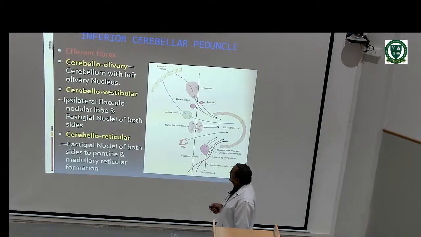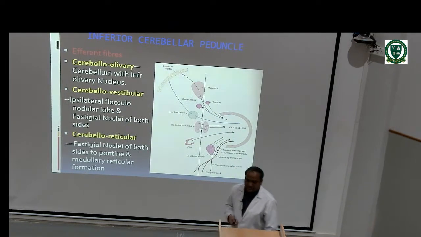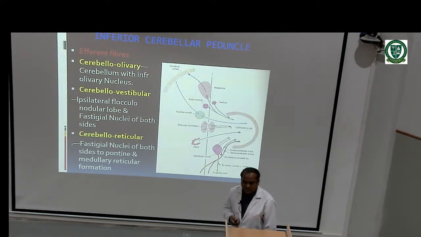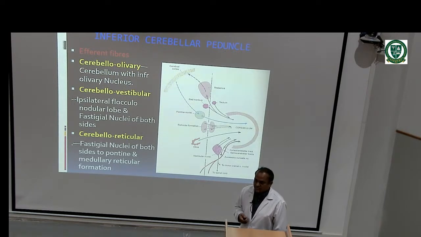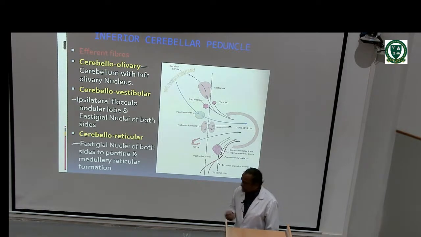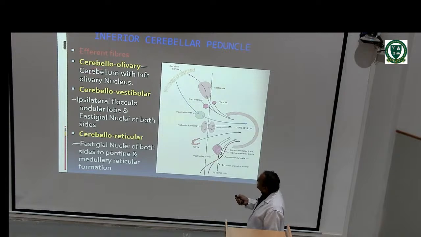So now coming to the efferent fibers. The inferior cerebellar peduncle has a few efferent fibers. There are mainly three types. One is cerebello-olivary, that means from the cerebellum to the olivary nucleus. So this is the olivary nucleus. From the cerebellum to the olivary nucleus, you have one bundle of fibers. They are the efferent fibers.